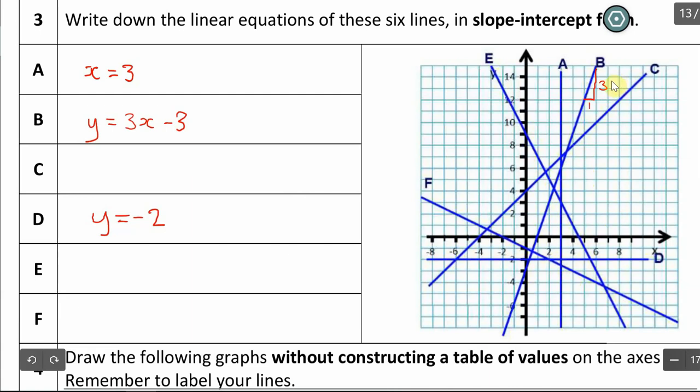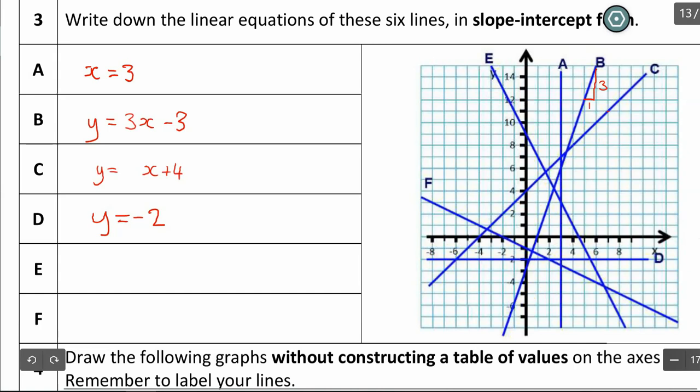Now it's always worth just checking with the numbers on the axes to make sure that 3 squares does indeed mean 3 on the axis. And similarly for the x-axis, going across 1 square is 1 number on the x-axis. But it is in this case. Okay, line C. Let's see where its y-intercept is. It goes through the y-axis at 4. So this is y equals something x plus 4. Positive 4 this time because it goes through at +4 rather than -4.